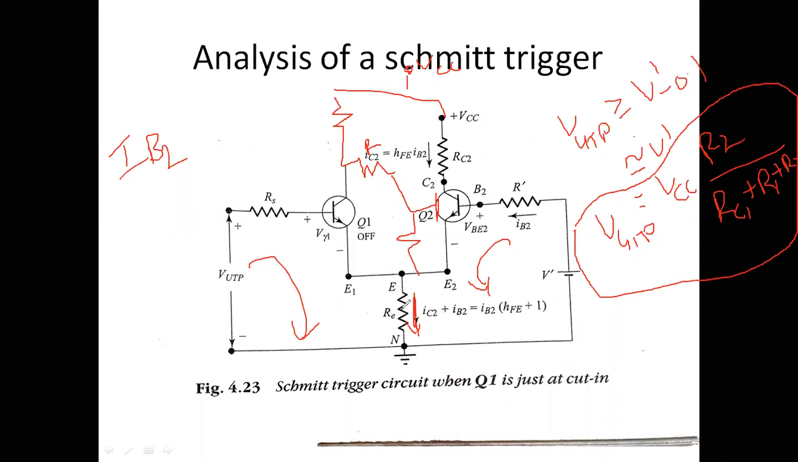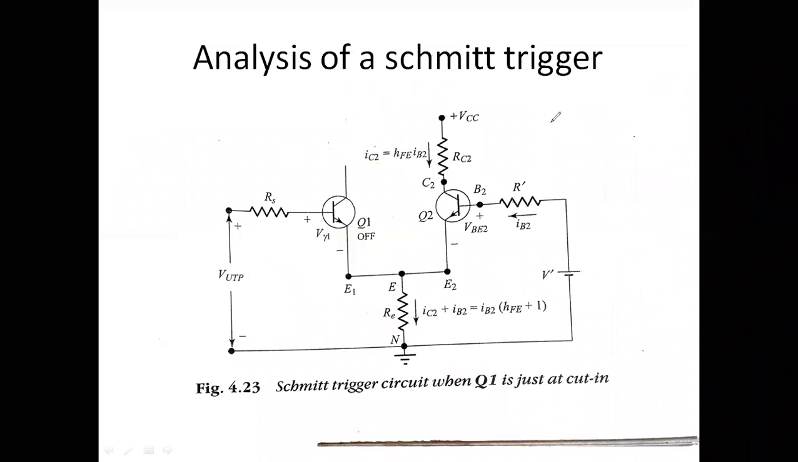We already know the current and the resistance, therefore current into resistance gives a voltage. The voltage at this point will be 0.6, because this transistor is moving from the off state to the on state at this voltage. At the upper triggering voltage, this transistor moves to on. Therefore, when this transistor is on, the voltage at this point will be 0.6. Therefore, you get this equation as the voltage equation of the upper triggering point.